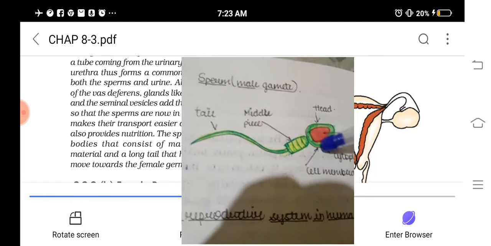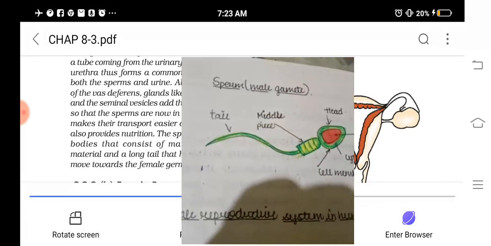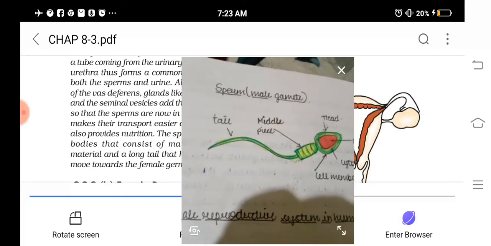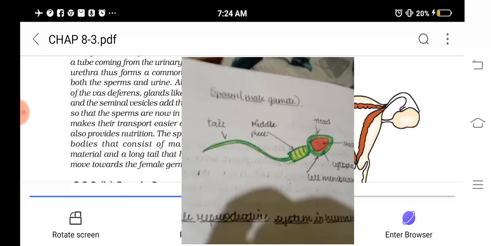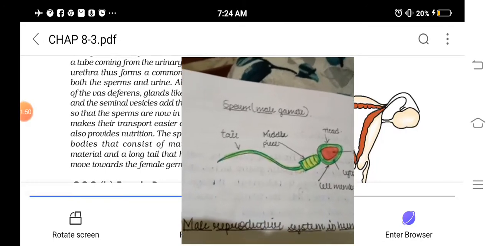So these are the parts of male reproductive system, and we have also studied about the male gamete, sperm. It is having a head, a middle piece, and the tail. So these are the parts of what? Parts of the sperm. Head, middle piece, and the tail. Is it clear?